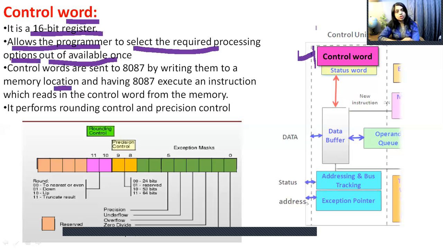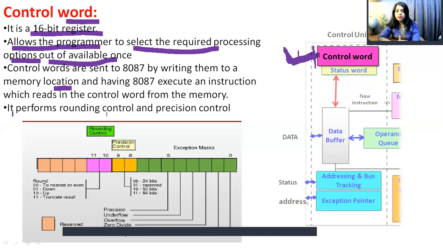So suppose the user wants to control the operation of the 8087, he has to write the control word in the control word register. How to do that? First, that control word should be transferred to the memory. That means it should be stored in the memory, and then the 8087 has to execute some instruction that will read that control word from the memory and store it in the control word register. Understood? So the user cannot directly store it in the control word register.